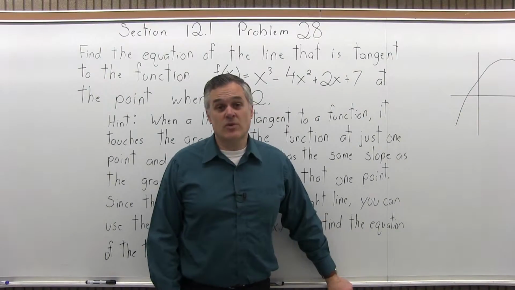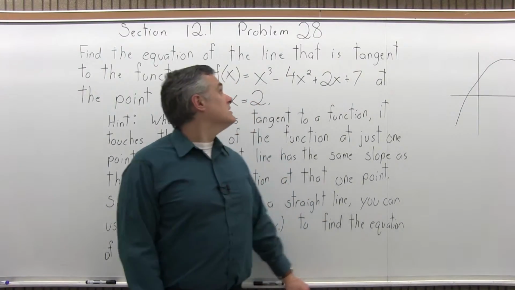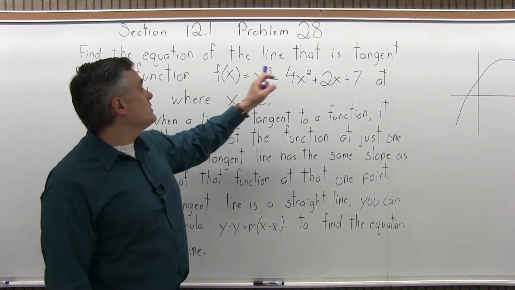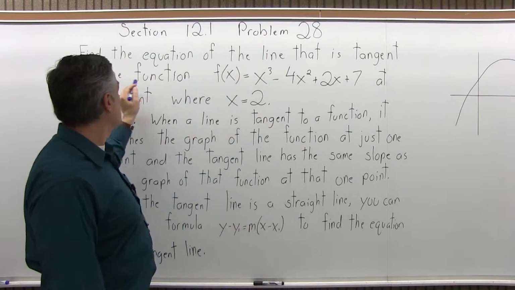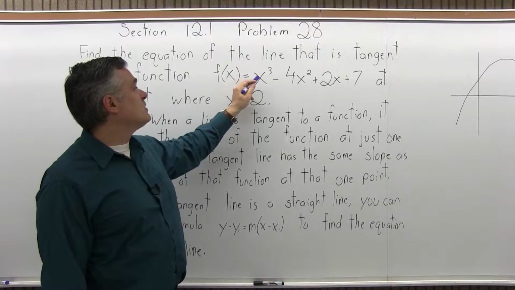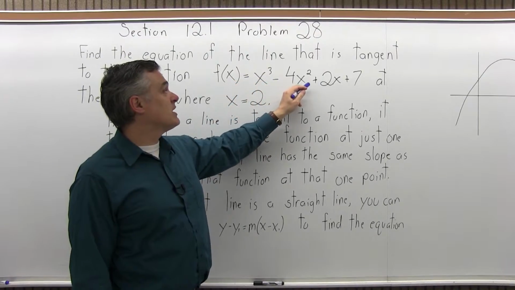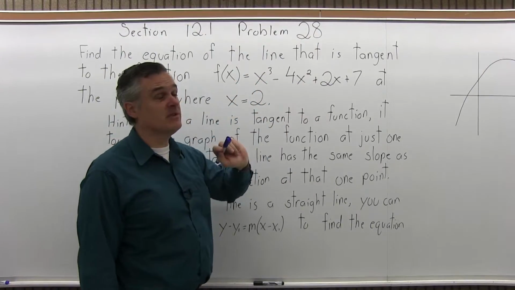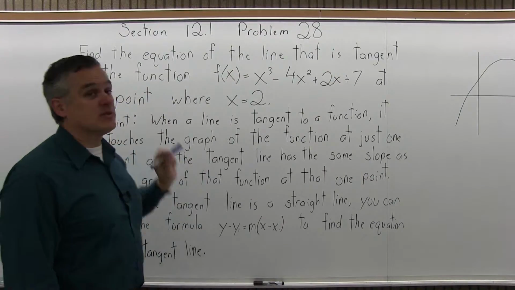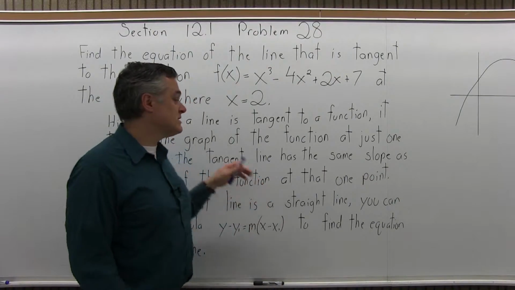This is Section 12.1, Problem number 28. It says, find the equation of the line that is tangent to the function f of x equals x cubed minus 4x squared plus 2x plus 7 at the point where x equals 2. That's the question. And underneath there's a hint.